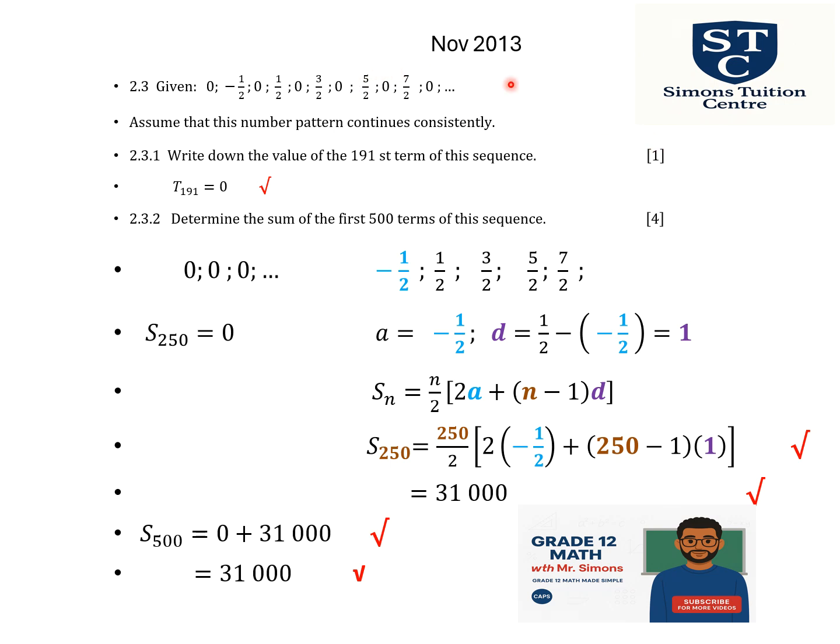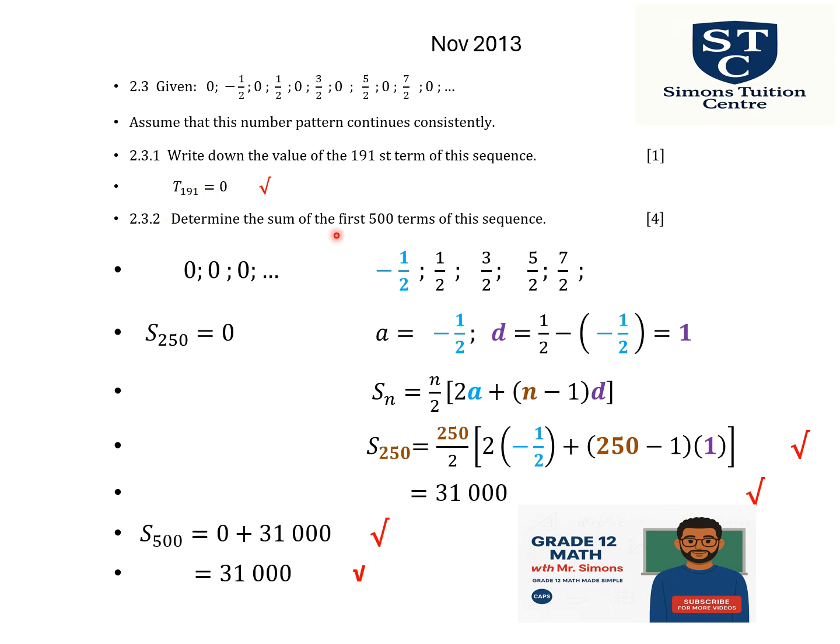November 2013. So given 0, minus half, 0, half, 0, 3 over 2, 0. So every second term, as you can see, is 0. Assume that this number pattern continues consistently. Write down the value of the 191st term of the sequence for 1 mark. So 191 is an odd number, so term 1, term 3, term 5 are all odd. So the odd terms are all equal to 0. So term 191 equals 0, 1 mark.